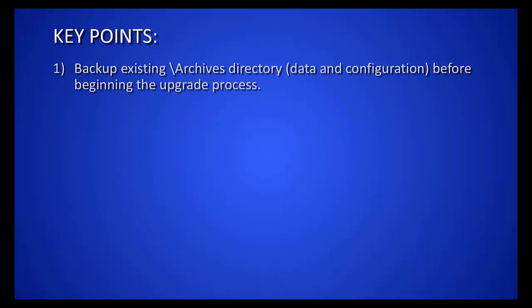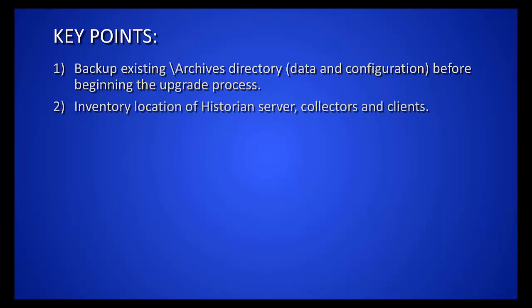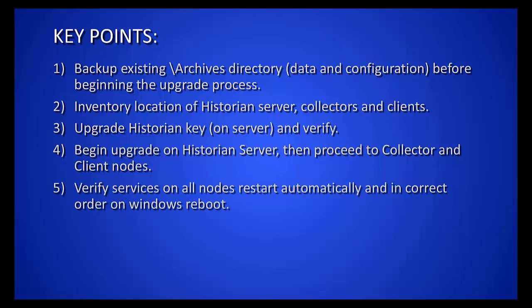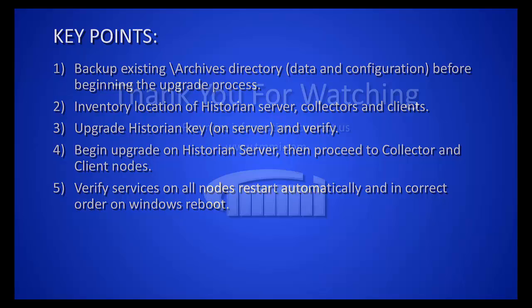So some key points to remember: please back up your archives directory before you start anything in the upgrade process. Inventory your system architecture. Where are the different historian components installed? Always upgrade your historian key first. Okay, then begin your upgrade on the historian server and proceed to collector and client nodes. Always do the reboot test. Make sure everything is coming back up when you restart. You might need to do this a few times for Windows updates and so on to be installed properly.